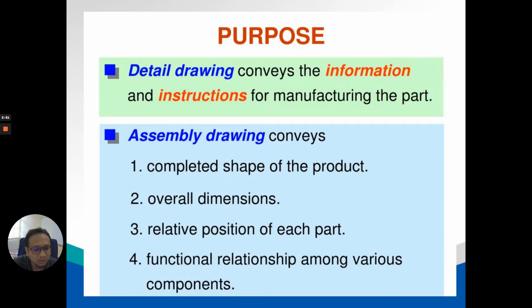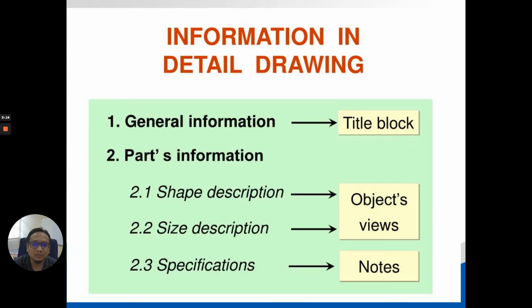Second, the overall dimension of the product and the relative position of each part, where they should be joined together, and the function of each relationship of the parts together with the components. So in general, we have already done a lot of assignments related to the title block, which is very important. Some of you ask me, do you require a title block for your assignments? Of course we require it. It is important general information.